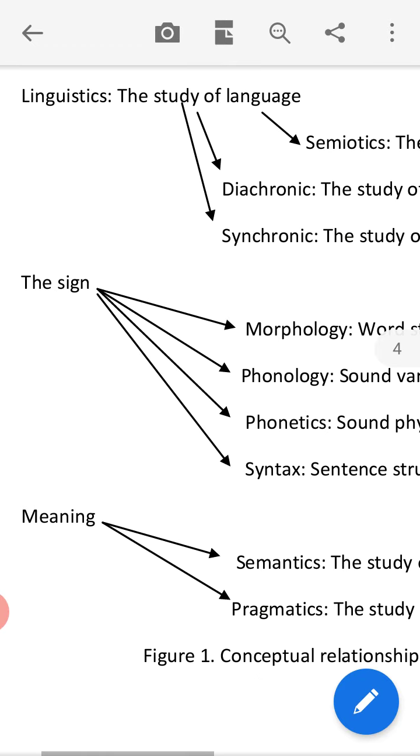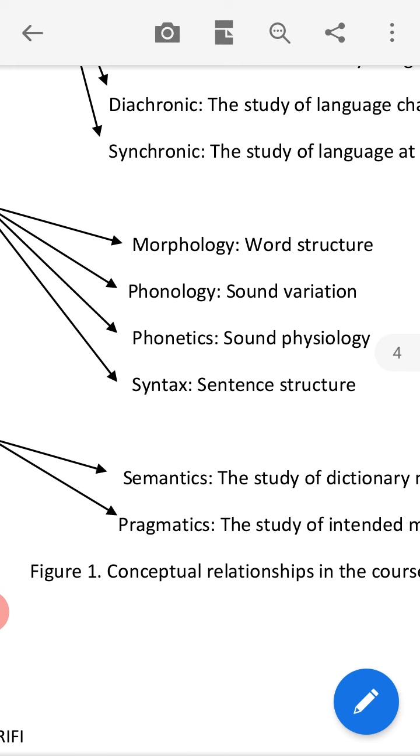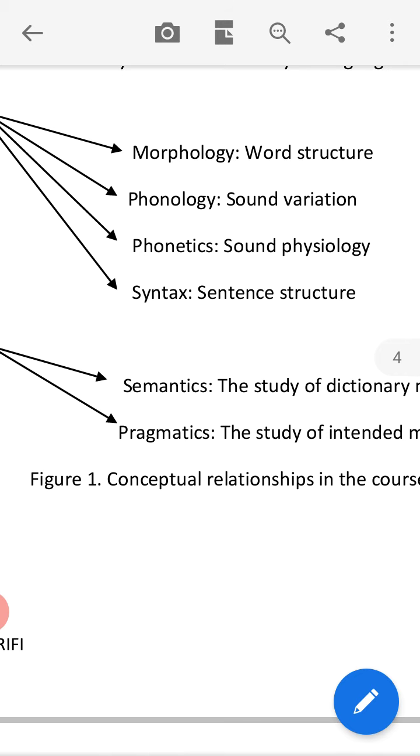Then we mentioned that in the second chapter we are going to deal with the sign, and for the sign we identified four main aspects, all concerned with the sign as shape and sound. We idealize language as sign in shape and sound, because it is written and spoken. Morphology deals with the structure of the word, so it is an aspect of the sign at a minimal level, and syntax deals with the structure of the sentence, so it is a kind of shape at a larger level. Phonology and phonetics deal respectively with sound variations and sound physiology.